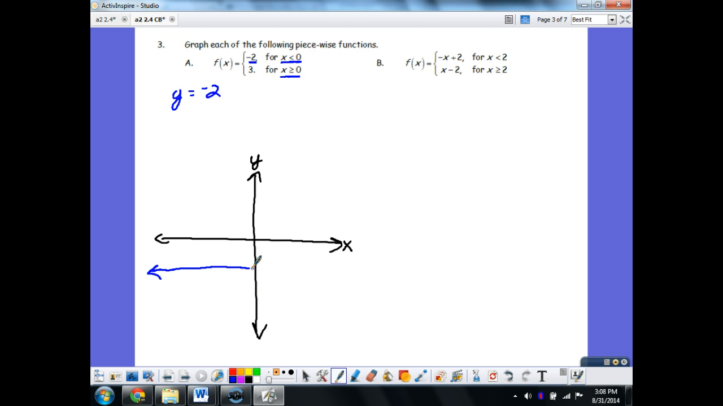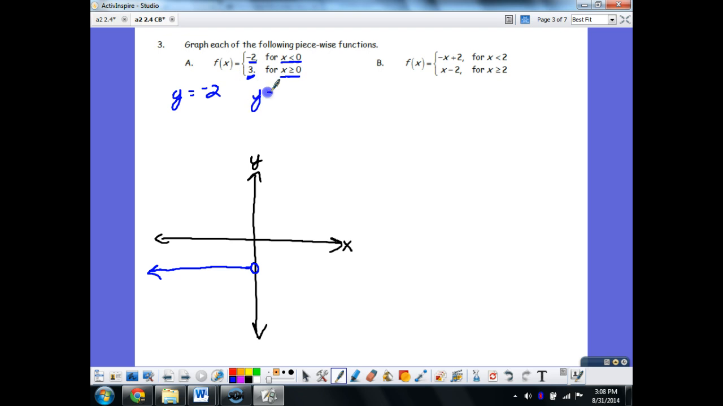If x was -0.00000001, that should be graphed with that horizontal line, but not 0 itself. So there's a special way we signify that in math, and that is with an open circle. So we're going to put an open circle right there on that y-axis. What that means is that something very, very close to that y-axis, like -0.000000000001, is graphed on that line, but not 0 itself. If x was equal to 0, that's graphed in this line.